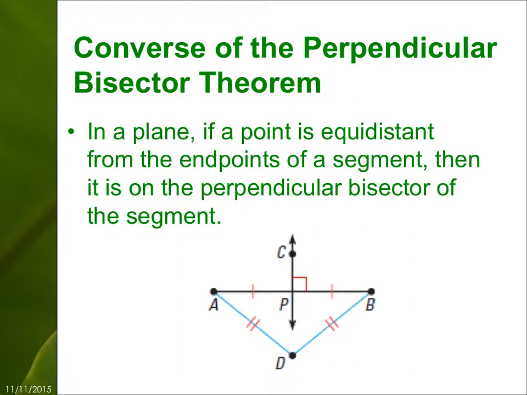Says the opposite, right? If in a plane, a point is equidistant from the endpoints of a segment, then it's on the perpendicular bisector of the segment. So this time it's saying if I already know that these are congruent to this, then I can say that D lies on the perpendicular bisector of AB. So this is the converse, which the if and the then, this time we know it's congruent, it's equidistant, so then I can state that it's on the perpendicular bisector.